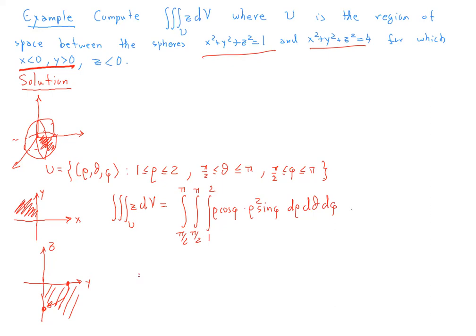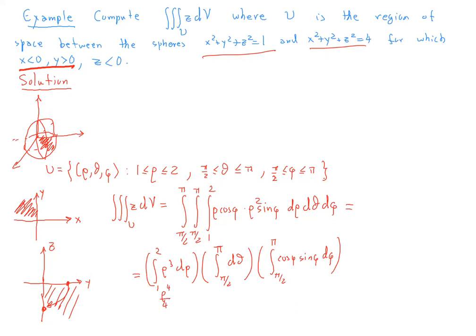Again, this integral will split, so we will have the integral from 1 to 2 of rho cubed d rho times the integral from pi over 2 to pi. Well, you don't see any explicit mention of theta here, so you might as well take the function 1, d theta, and finally the integral from pi over 2 to pi of cosine phi times sine phi d phi. Okay, so the first integral will be rho to the 4th over 4 from 1 to 2. That will give you 16 minus 1 over 4, which is 15 over 4. The second integral is just the length of the interval, so this is going to be pi over 2. And the last one is a little more interesting, but quite straightforward.